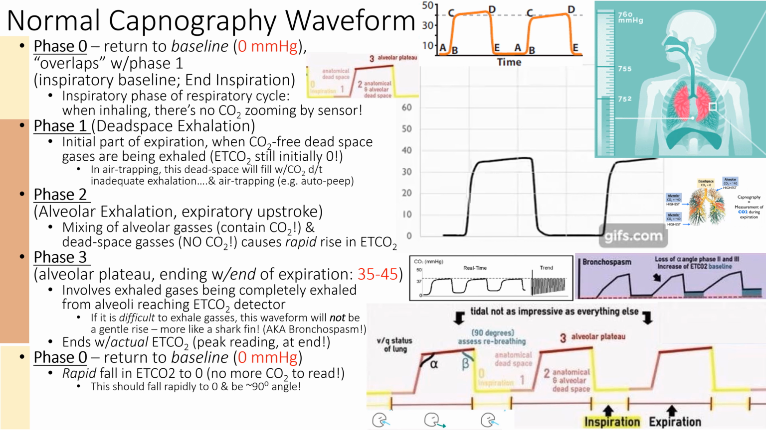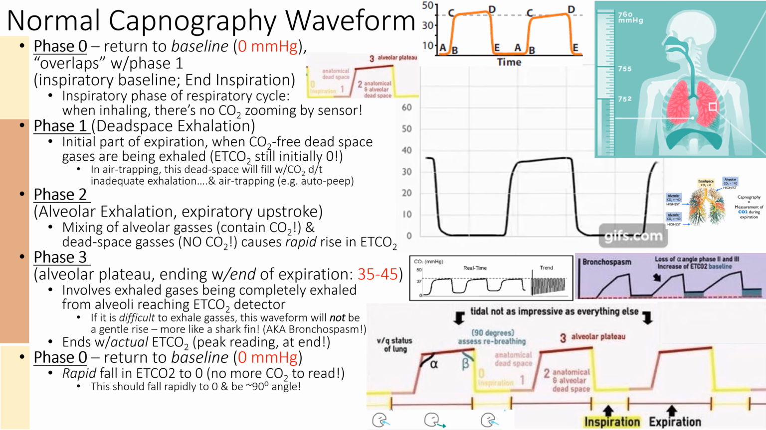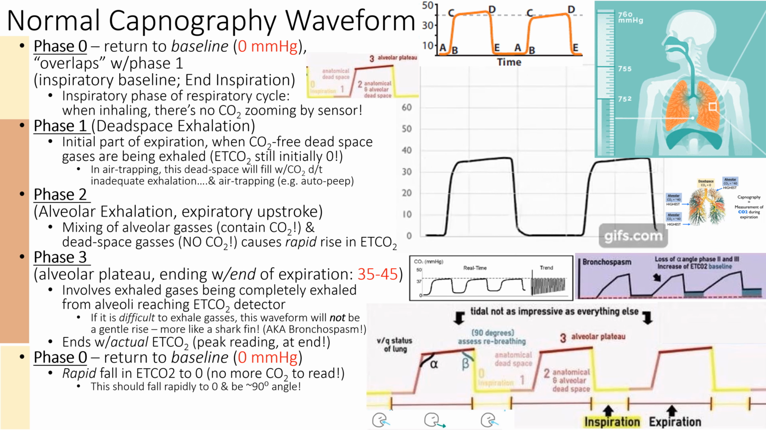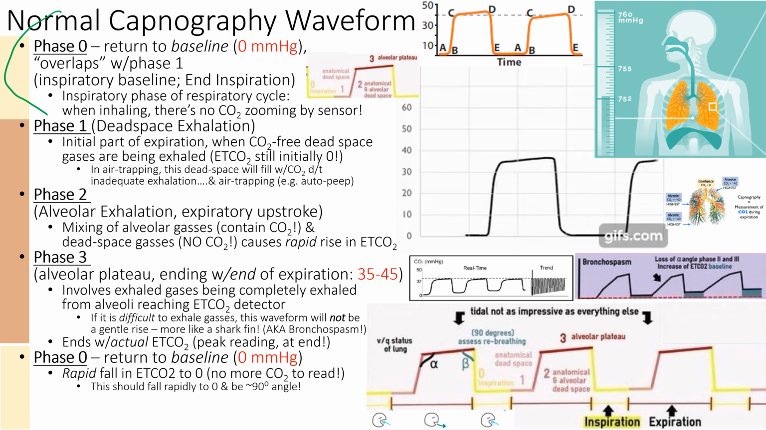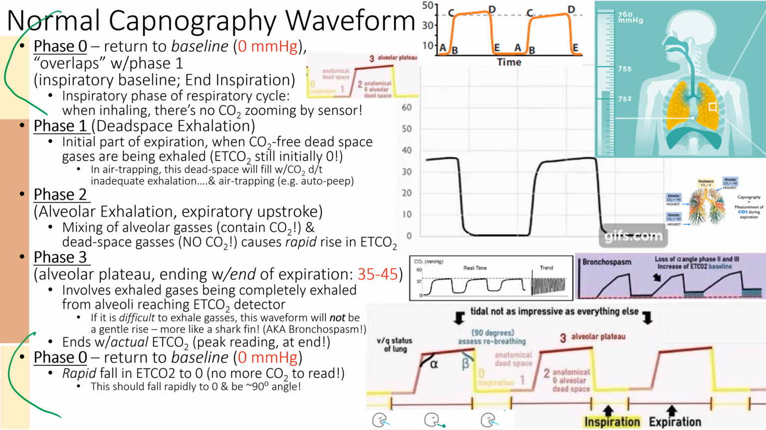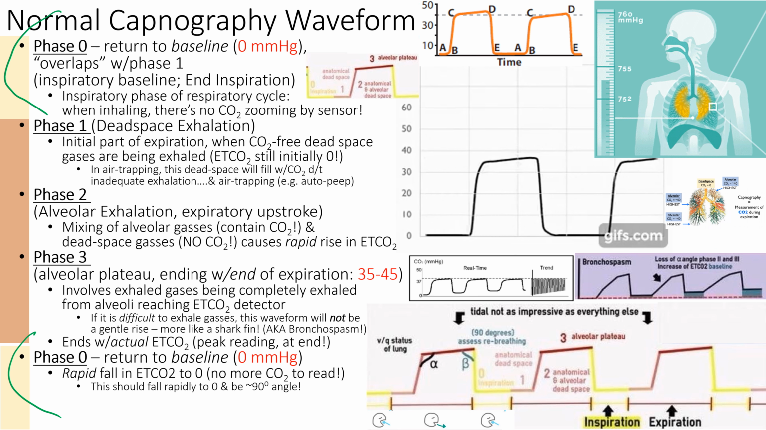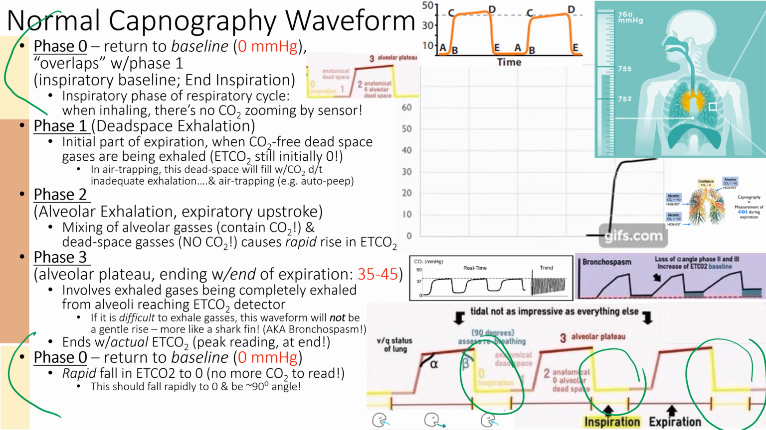Okay, so yeah, we've got a normal capnography waveform. So you know what a normal one looks like, and then we'll talk about abnormals, right? First you have to start somewhere, like the chicken versus the egg. So we're going to start at phase 0, and we're going to start and end with it. Phase 0 is your inspiration. That's your return to baseline. So over here in yellow is your phase 0 on the bottom there, right?